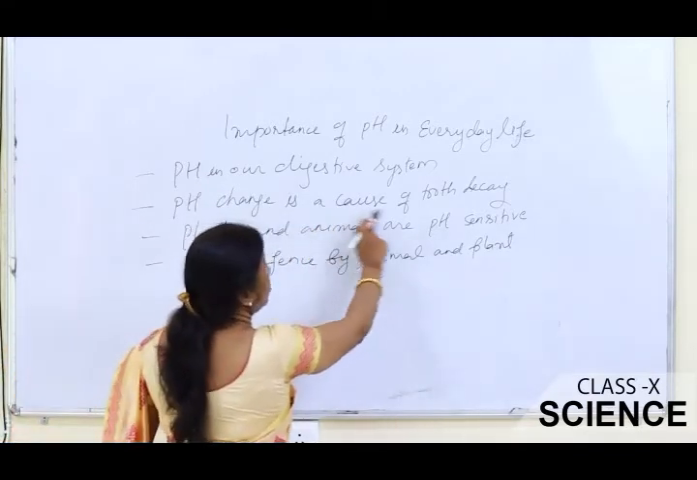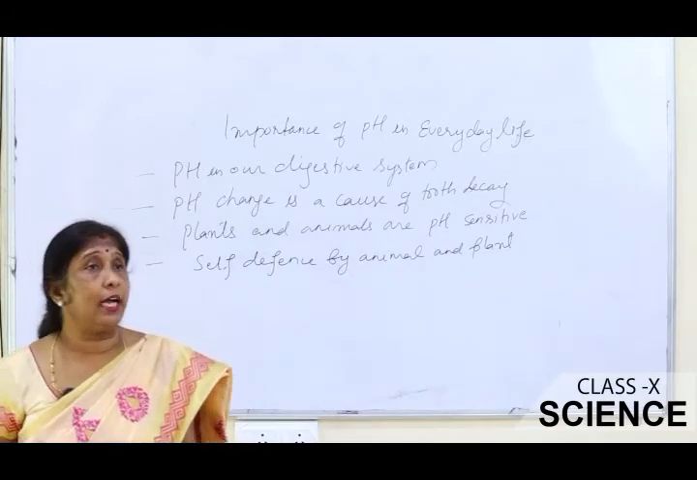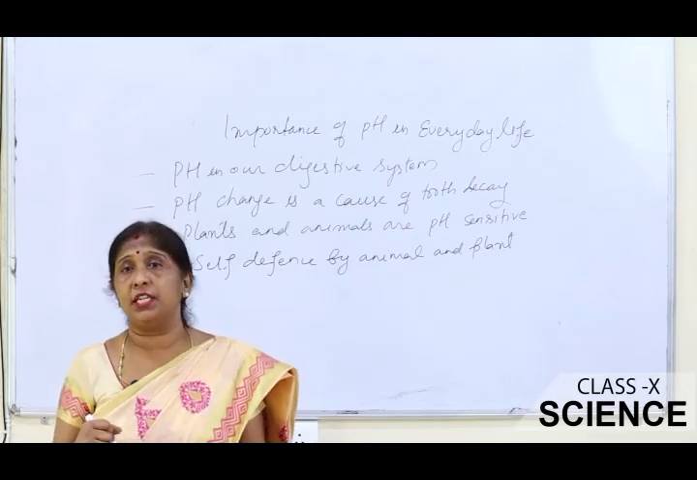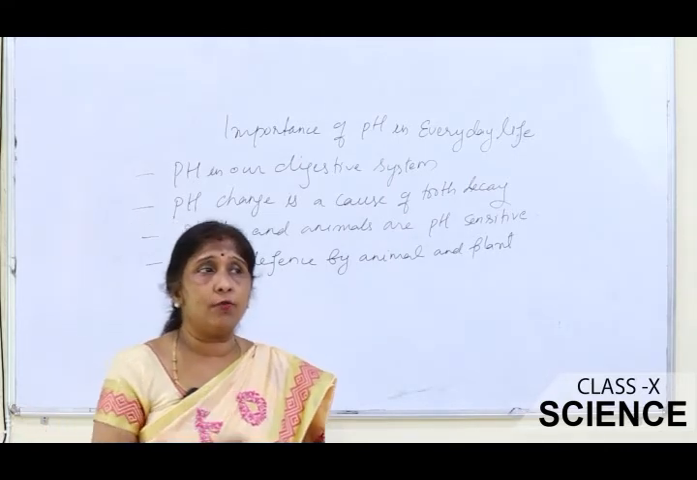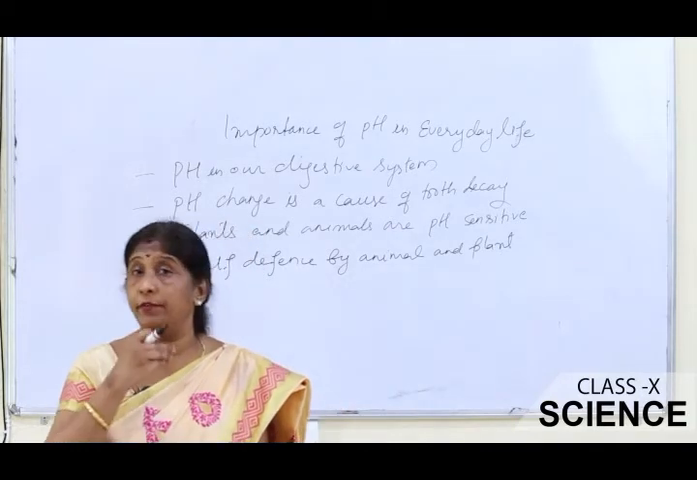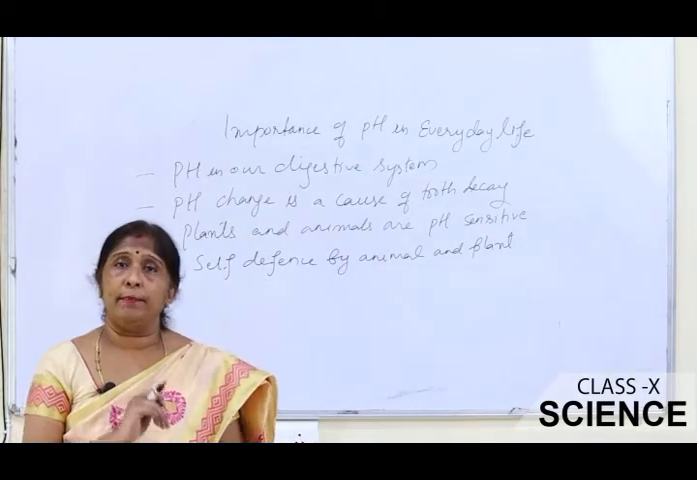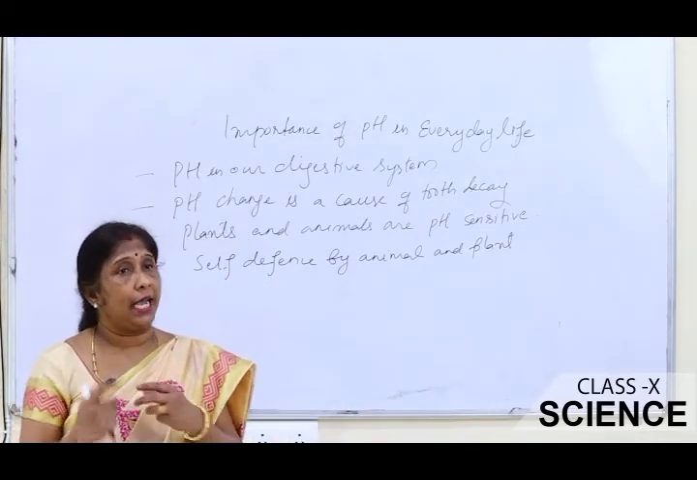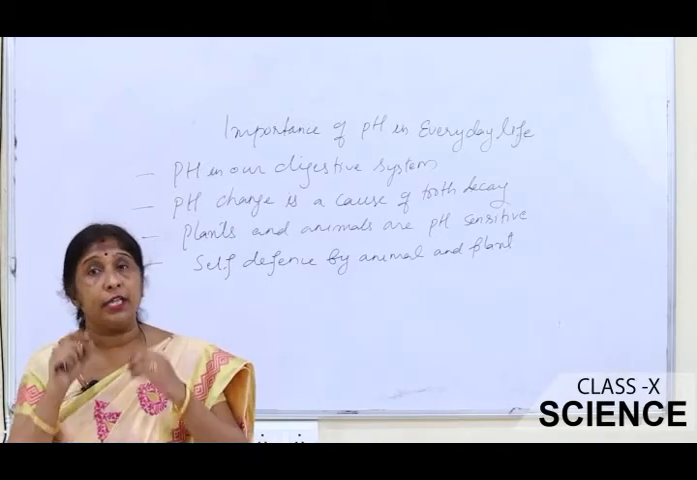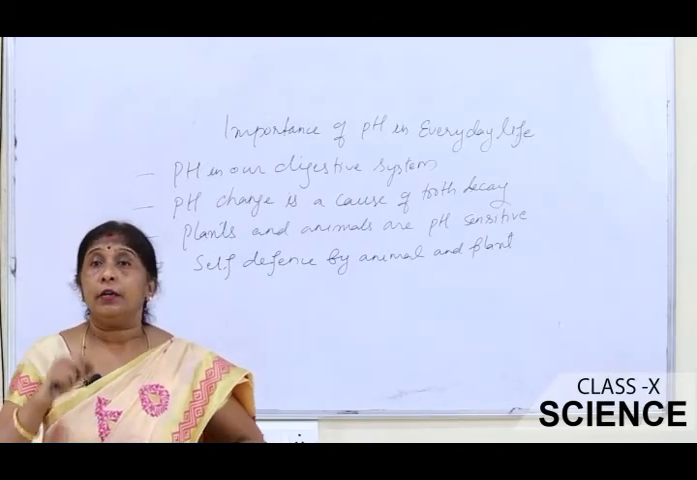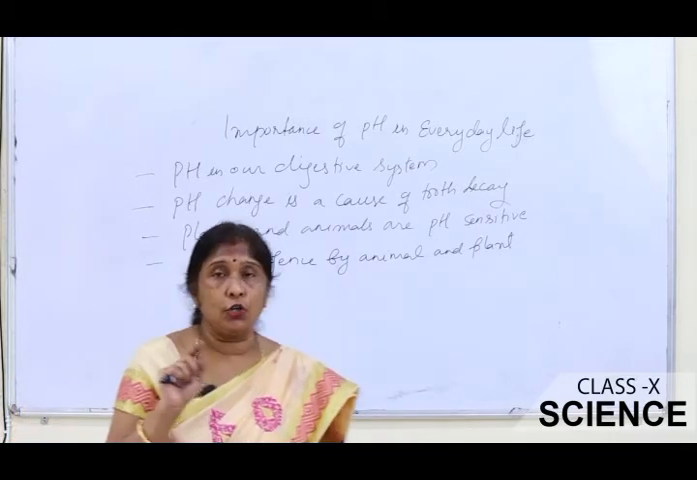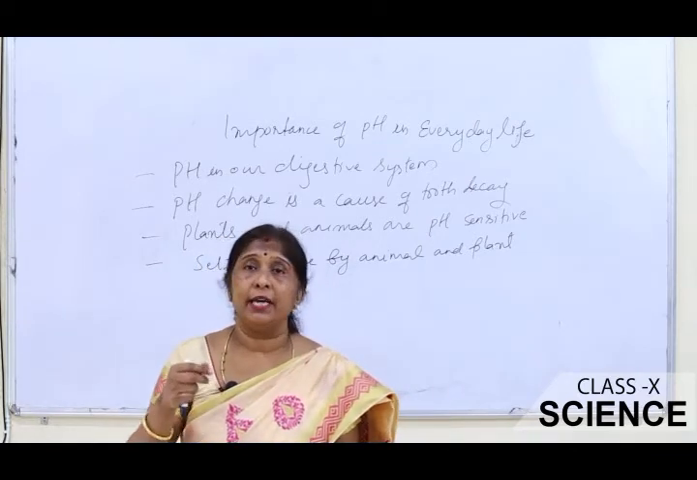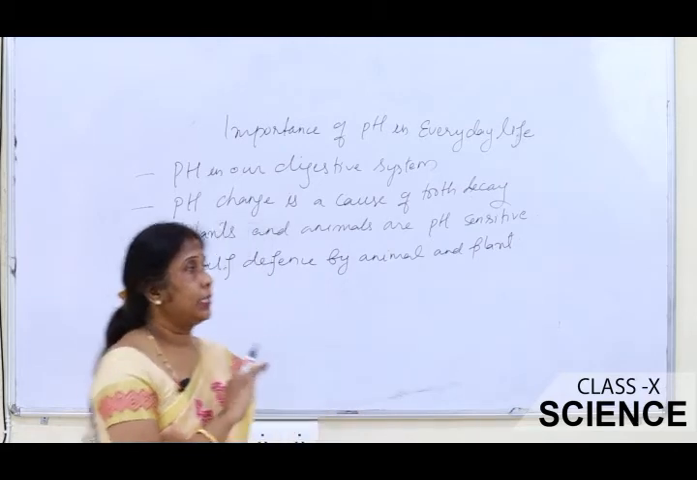Then pH change is a cause of tooth decay. See here, our teeth are covered with tooth enamel, which is made up of the hardest substance in our body, calcium phosphate. But sometimes, when we don't brush our teeth or clean our mouth after eating food, bacteria degrade the sugar present in our teeth, and as a result acid is produced, and this acid causes tooth decay. Calcium phosphate is not soluble in water, but due to the presence of acid, it gets corroded and is removed from the teeth.